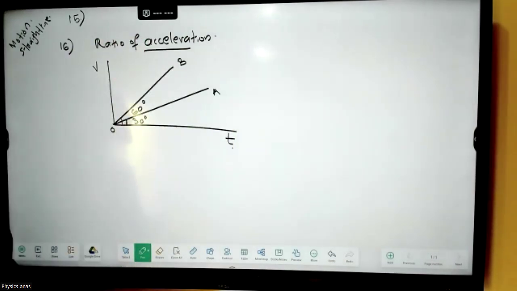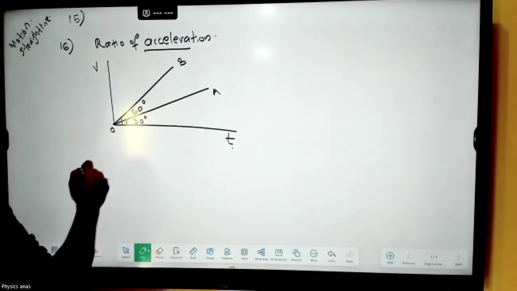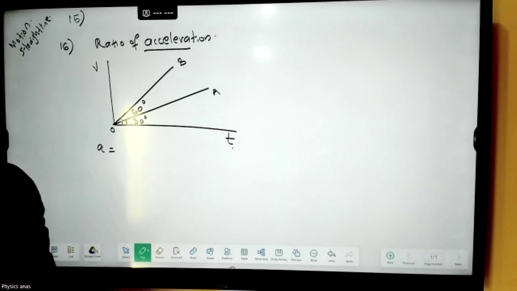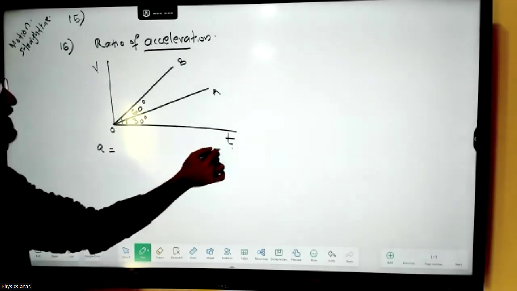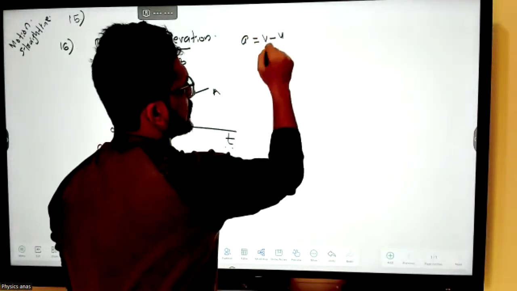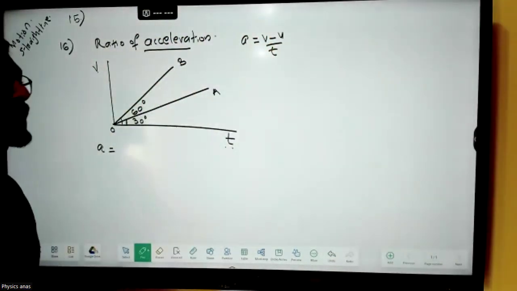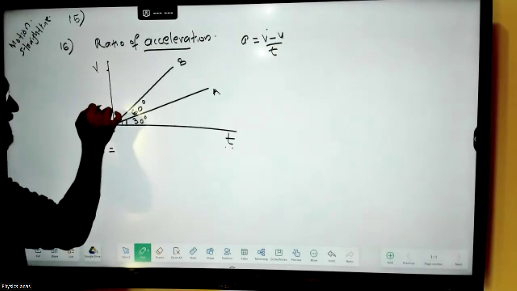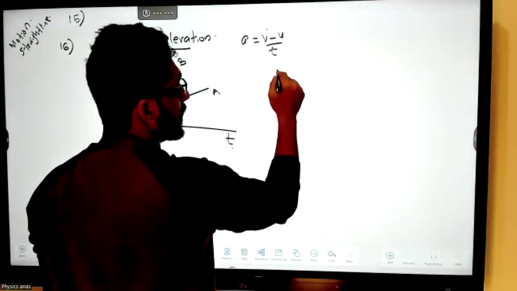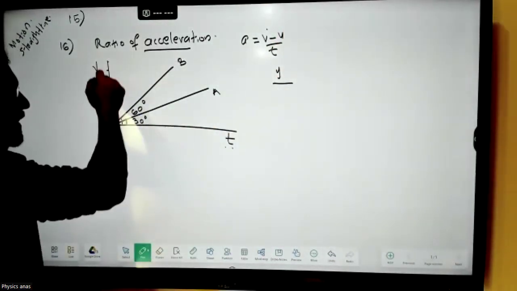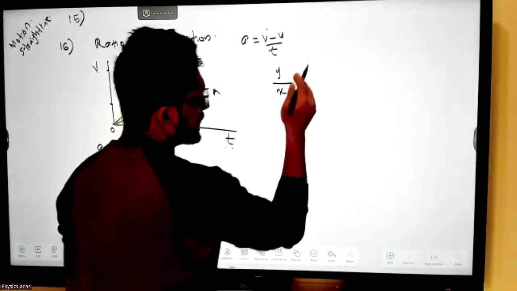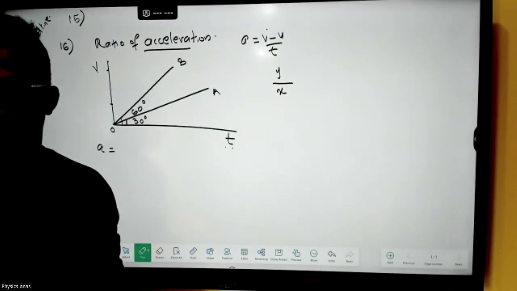You have to find the ratio of acceleration. How can we do that? What is acceleration? This is a velocity time graph. The equation for acceleration is v minus u by t. So v minus u means you will get one velocity here and another velocity here. That's v minus u, which will be y, because it is the component on the y-axis, and t is on the x-axis. So acceleration is y by x.